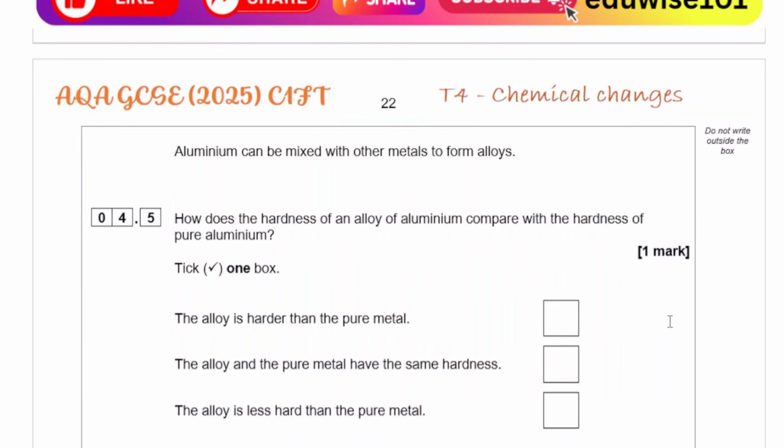Aluminium can be mixed with other metals to form alloys. How does the hardness of an alloy of aluminium compare with the hardness of pure aluminium? Now, pure aluminium is actually soft and ductile. So the alloy is harder than the pure metal. That would be the correct answer.